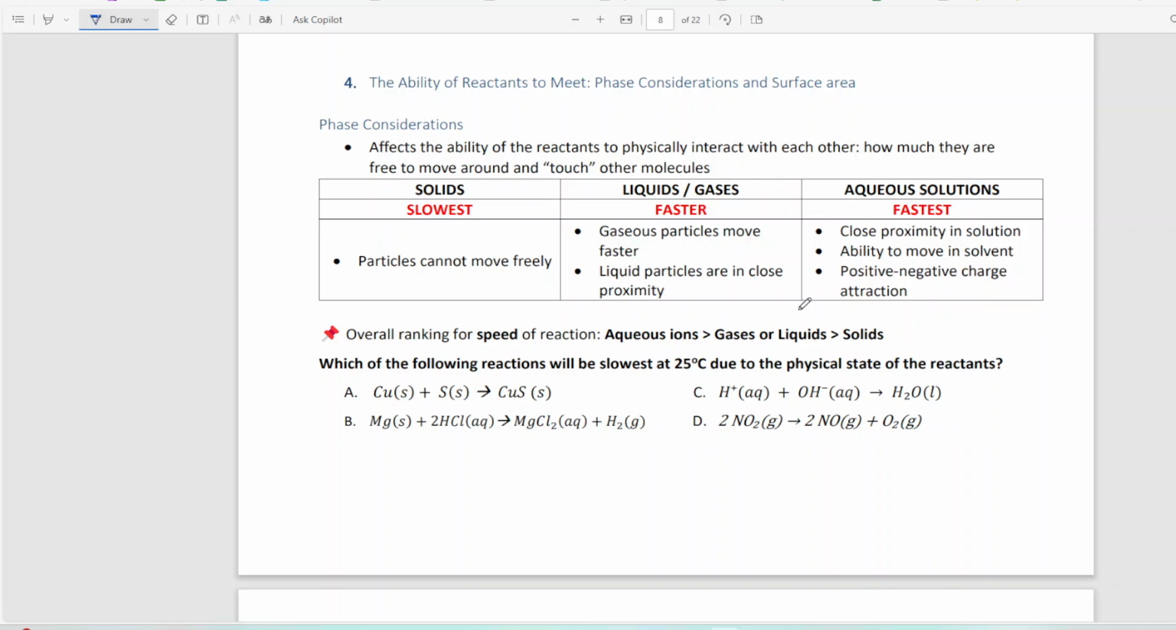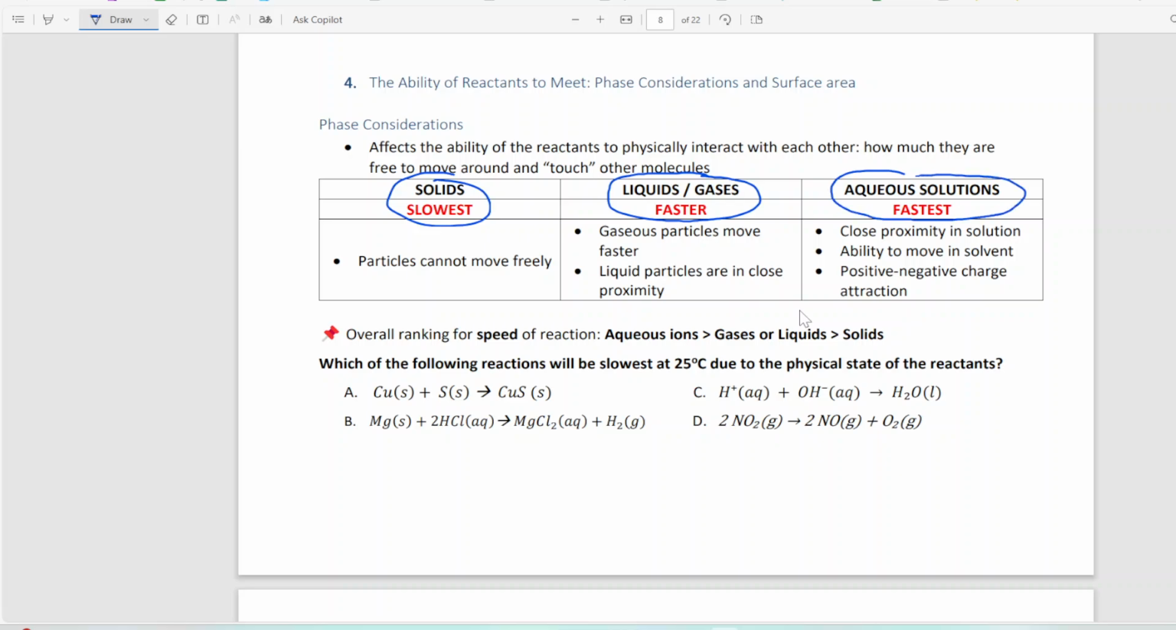So the first thing we're going to look at is phase considerations. This affects the ability of reactants to physically interact. So with a solid chunk of two solids, unless they're touching, there's not going to be a reaction that happens, and it depends on how free they are to move around and touch other molecules. So we always say solids are the slowest, right? Their particles can barely move, and they definitely can't freely move. Liquids and gases are definitely faster. The gas particles are just fast and whizzing around, but unless you contain them, they're all over the place. Liquid particles are better, they're close in proximity, but what's the best is aqueous solutions.